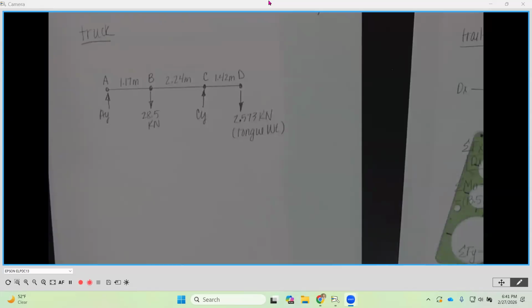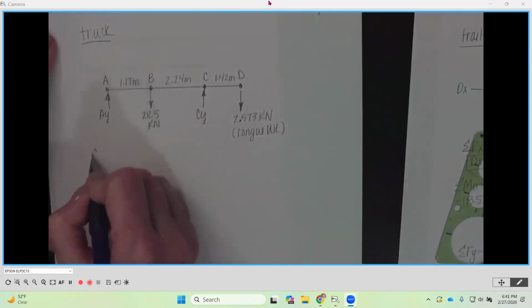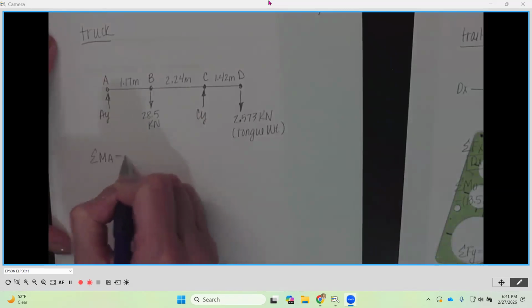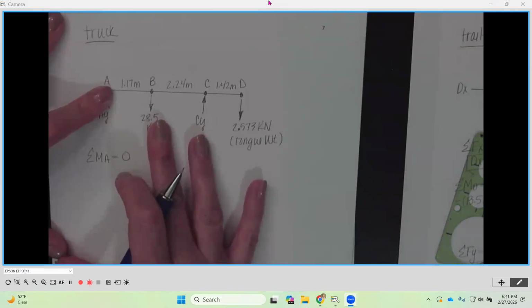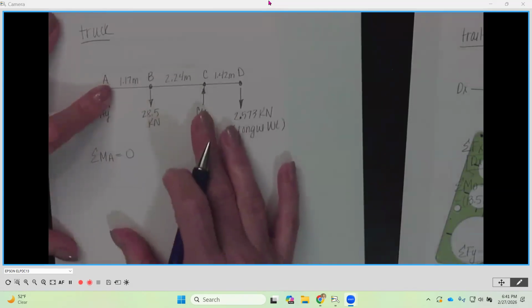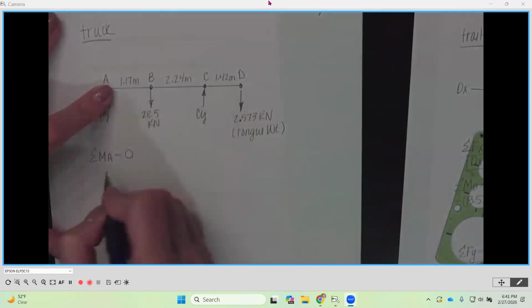Sum our moment around A. I like it, Chris, because that's going to take AY out and CY will be our only unknown, right? So let's go ahead and sum our moments around A equal to 0. Put our finger on A, pull in the direction of B, C, and D, and then we'll solve for our unknown CY. So go ahead and write your equation and solve for CY.